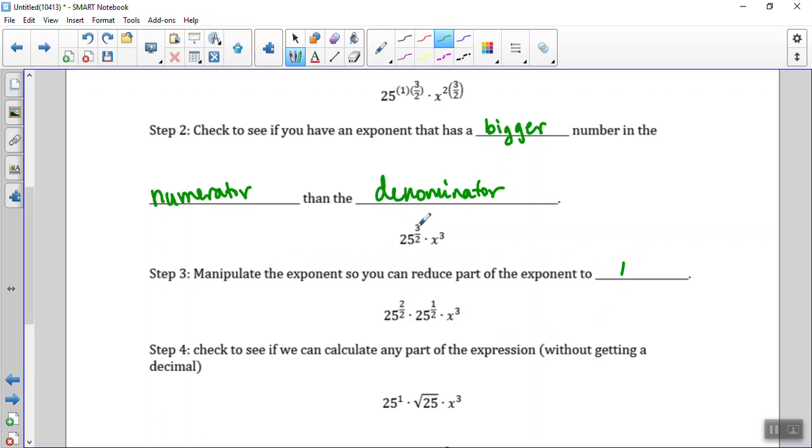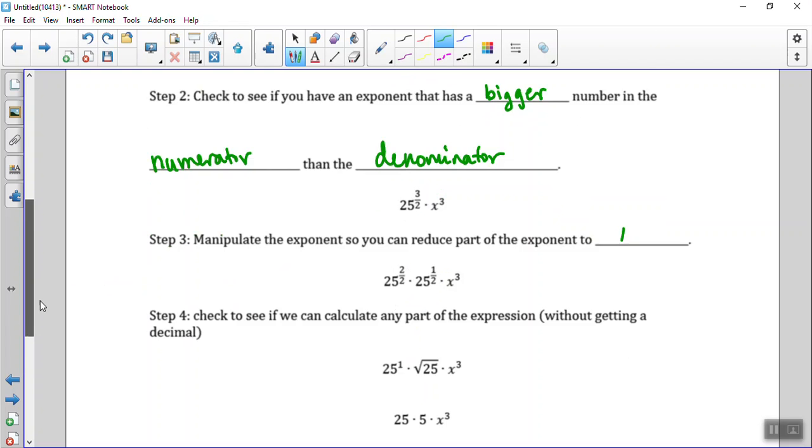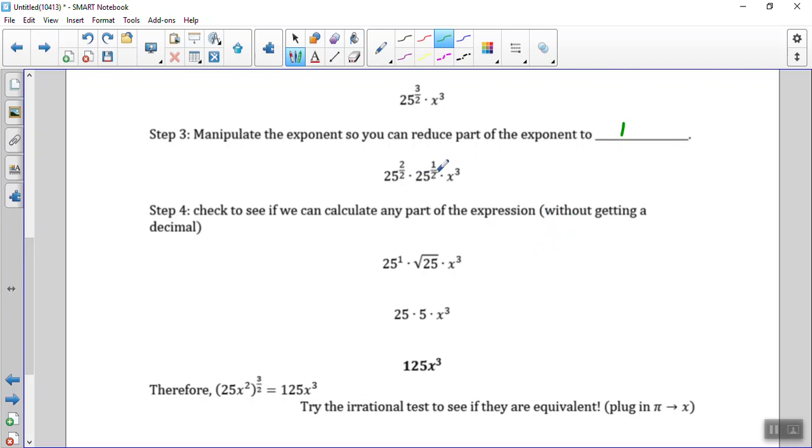What that means is, over here I have the 2, so I took 2 out of 2, put it by itself, and then put 1/2, because 2 plus 1 gives you your 3 back. What happens when you do that is 2 over 2 gets reduced down to 1, and here you have 25 to the 1/2, and remember that 1/2 is the same thing as a square root. So you have 25 to the first power, which is 25. Square root of 25 is 5, and then you bring down the x cubed. And then 25 times 5 is 125x cubed.